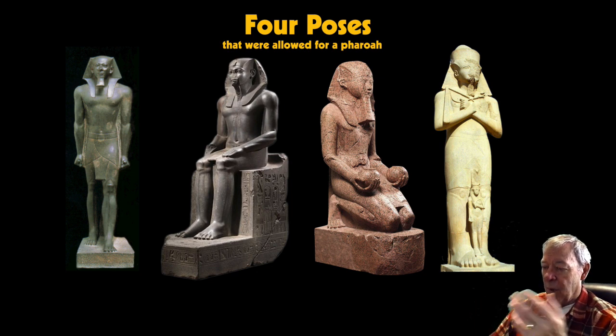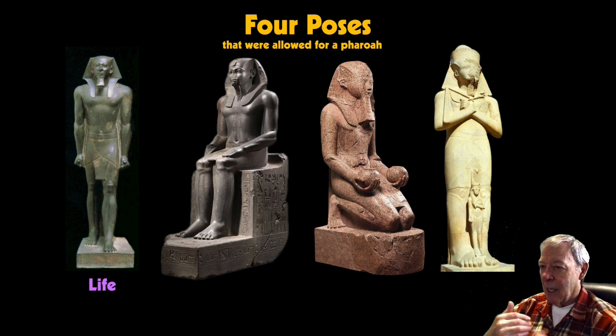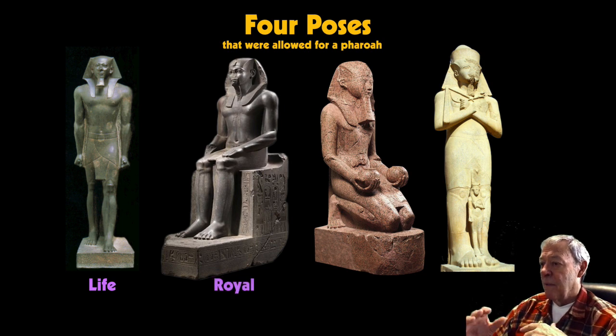Okay, so we've already seen the life pose, where the figure is taking that striding step forward, the left leg linked to the heart, indicating the heart is alive and capable of movement and action. We just saw the second one here, the royal pose, the pharaoh seated on his throne.